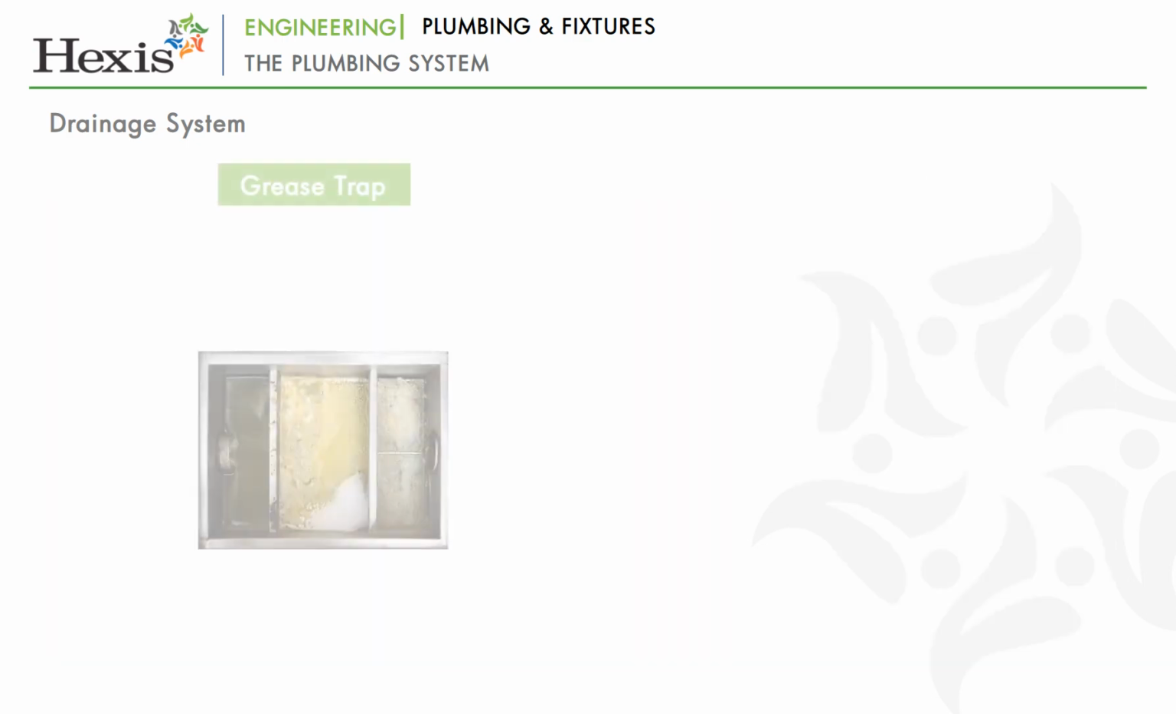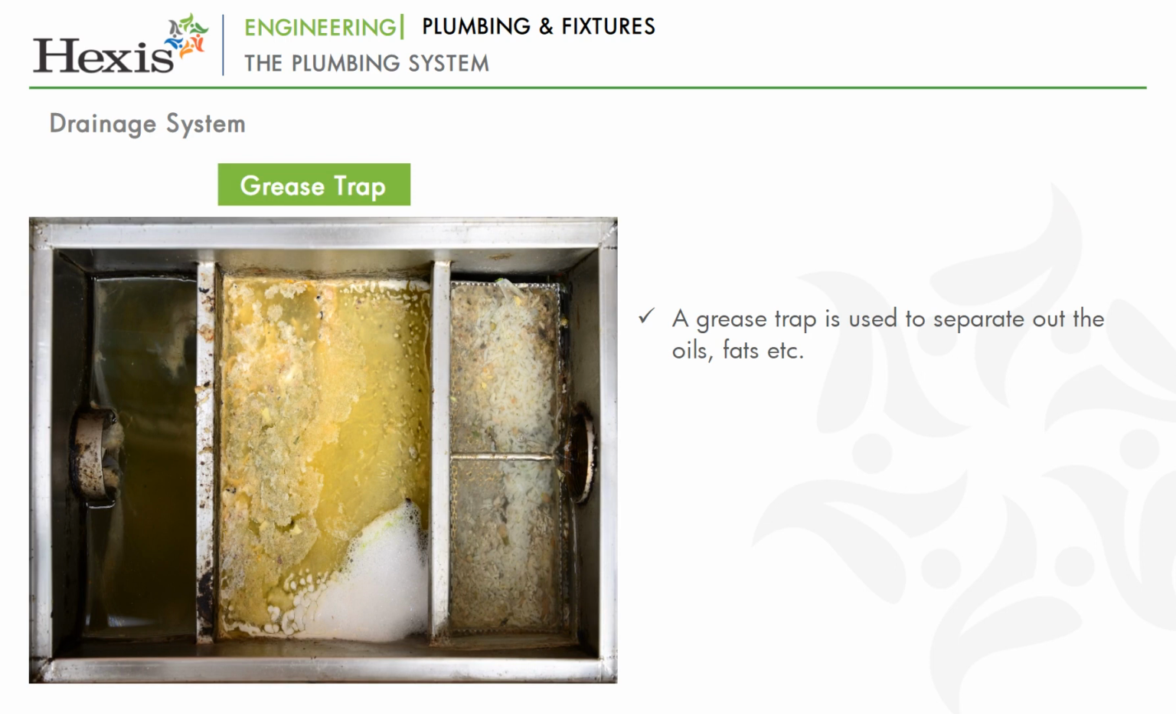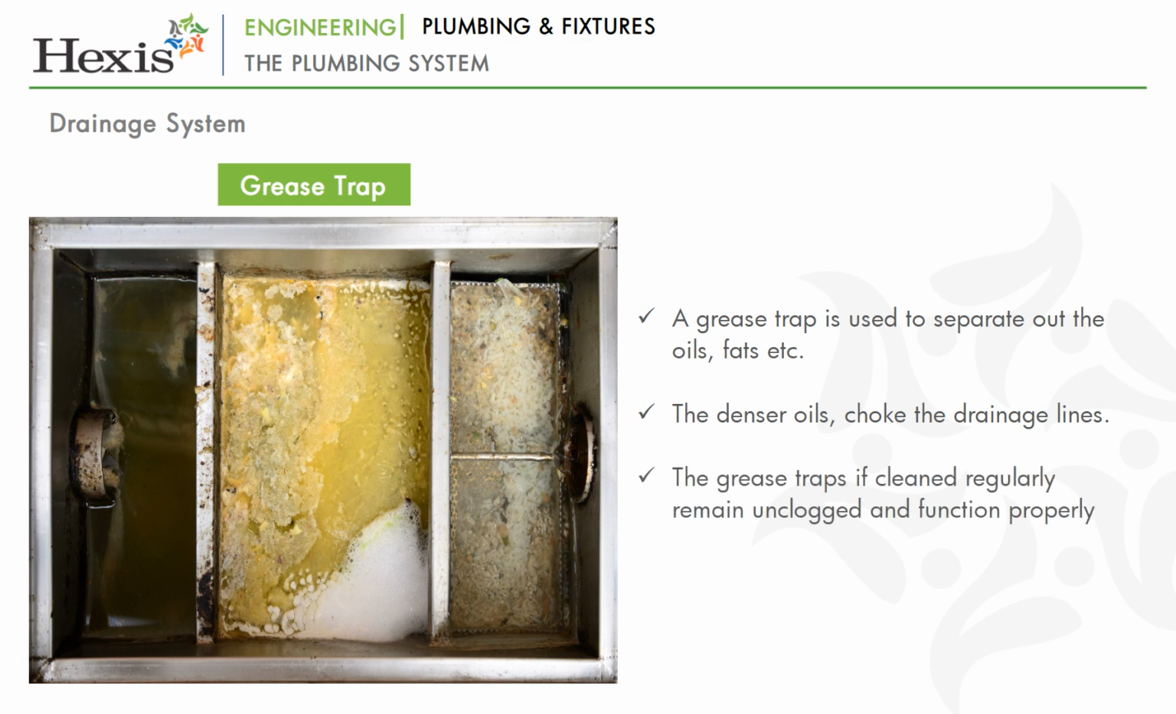In kitchens or cafeterias, a grease trap is required to be used to separate out the oils, fats, etc., which do not mix with water and may become a fire hazard in the sewer lines. The oils being denser, they also have the potential to eventually choke the drainage lines. The grease traps need to be cleaned regularly to keep them unclogged and functional.